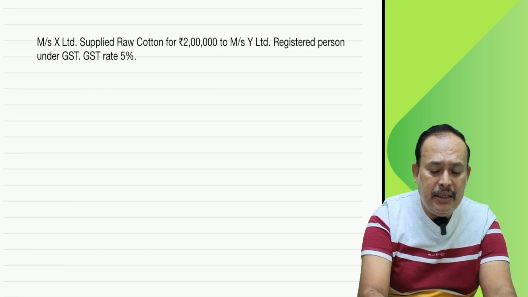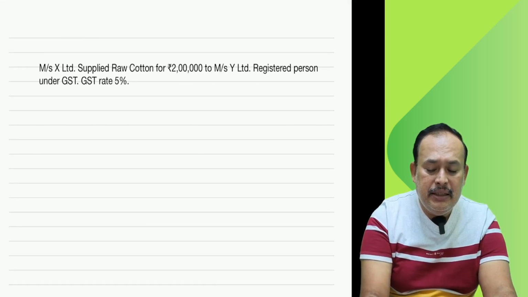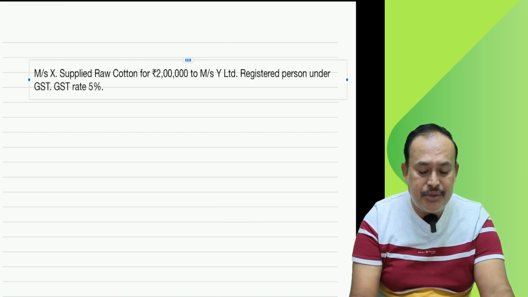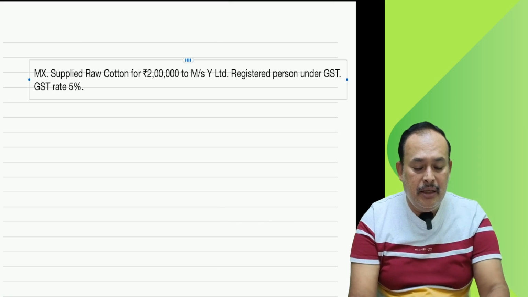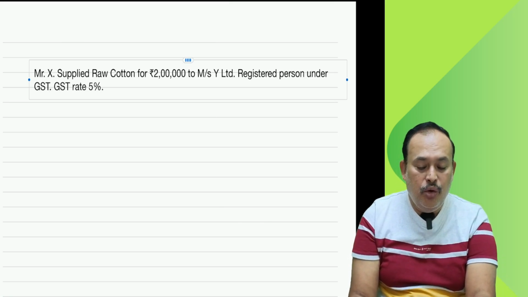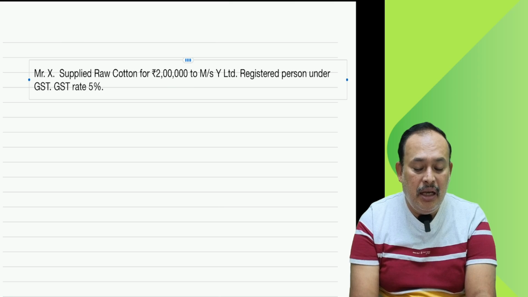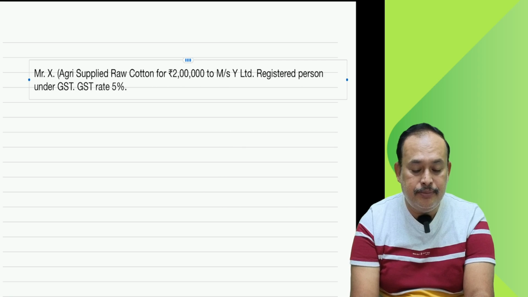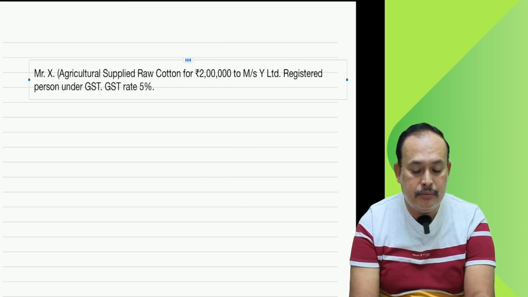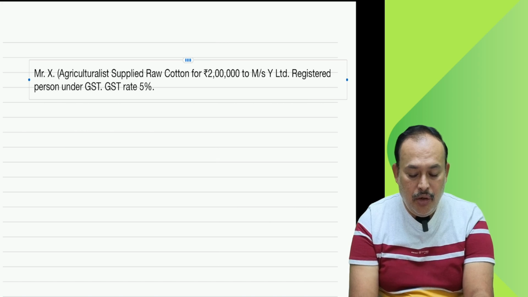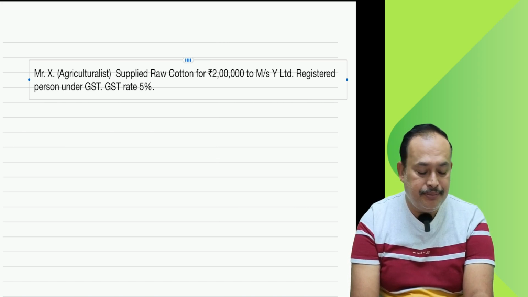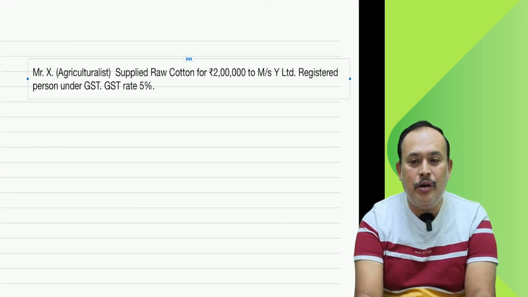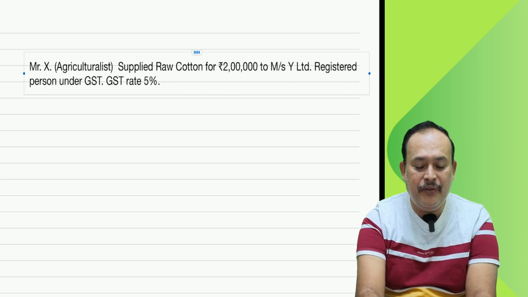So, I will say instead of here X Limited, what I will do is here is Mr. X. I will say Mr. X, who is a particular agriculturalist, who is an agriculturalist. Now we have got the clarity. So immediately I have taken into account the correct way of approach.